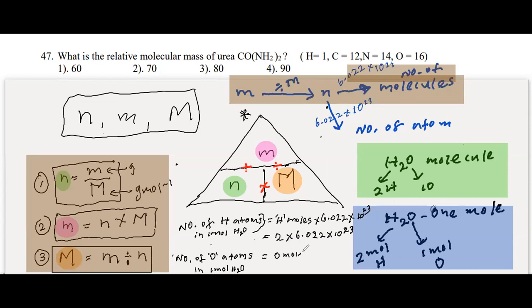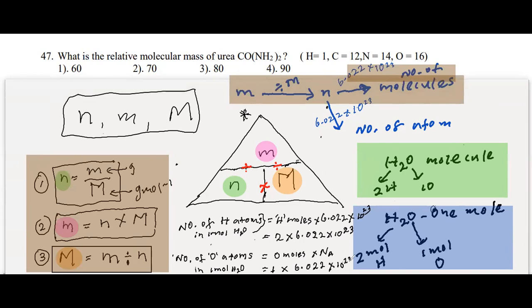Oxygen moles into Avogadro constant. I put here the Avogadro constant, say NA. Then you can write 1 into Avogadro constant. But if you want to find the total atoms, this should be what? 3 into Avogadro constant. Why? Total moles will be 3 moles. Total atomic moles 3. 1 mole of water has 3 atomic moles.